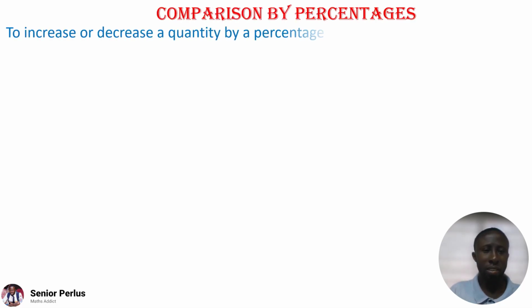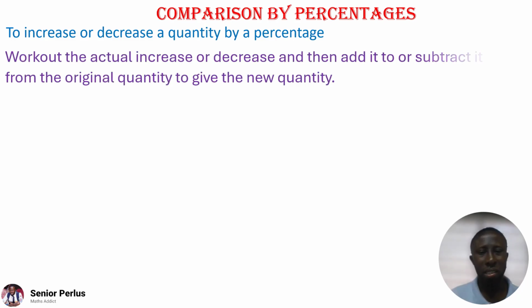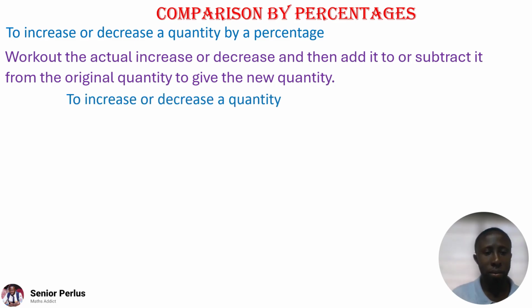So now our next topic is to increase or decrease a quantity by a percentage. You work out the actual increase or decrease, then you add it to or subtract it from the original quantity to give the new quantity. When it's increased, you just add it to the original quantity. When it's decreased, after working out, you just subtract it.